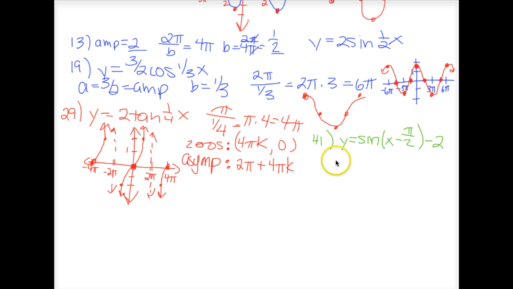So on this, obviously the amplitude is 1 because that hasn't changed. There's nothing in front. The period, there is no b to multiply times the x. Remember that b values are always multiplied with the x. H values are added or subtracted. So since there is no b written, that means it's 1, so the period is 2 pi. My horizontal shift, since it's negative, it means it's right. So that's right pi over 2. And then my vertical shift is negative, so that's down 2.